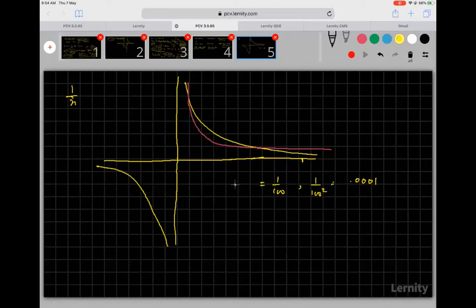So this graph is wrong. If this is 1 by x, then 1 by x will always be above 1 by x square. So that is what we have to understand, that kind of logic. But 1 by x square will fall faster.